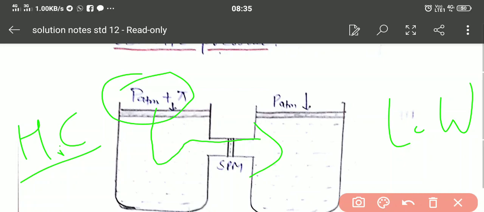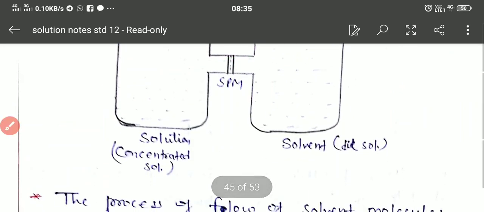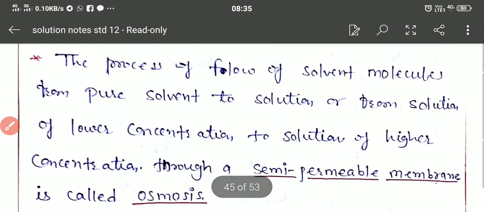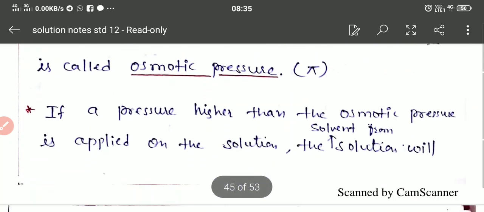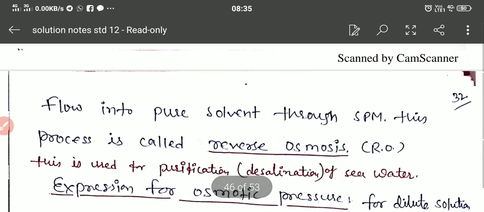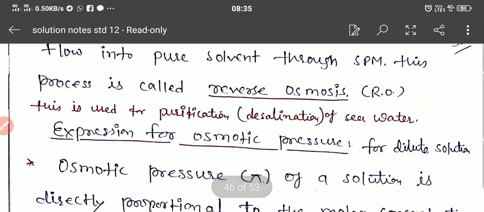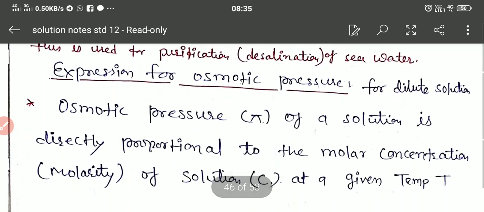Now we completed the 3 definitions in total. One is osmosis, second is osmotic pressure and third one is reverse osmosis. Okay. Now how to find the equation for osmotic pressure?